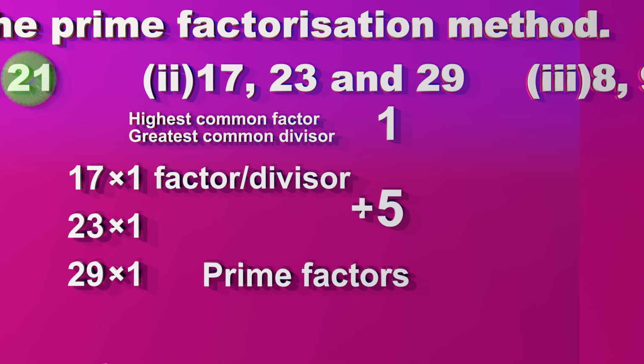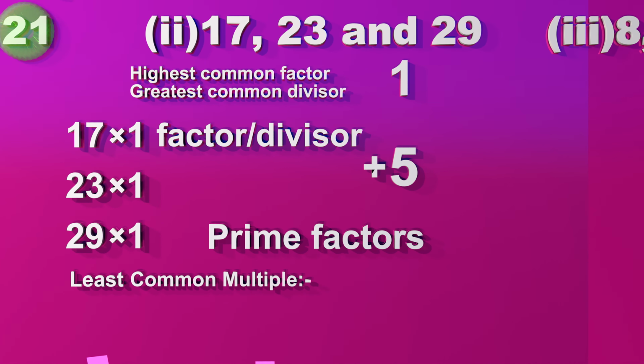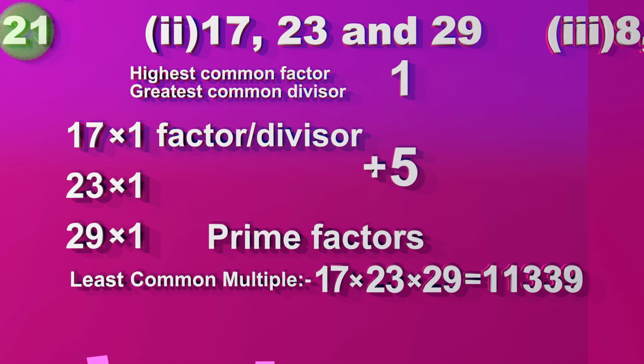Now we will find their LCM. In this case, there is no need to do anything. Just multiply all these three numbers together. And the product you will get will be the LCM of these numbers. That means 11,339 is the smallest number which is divisible by all of these three numbers 17, 23 and 29. But how is it possible? We just multiplied the given three numbers and got the LCM.